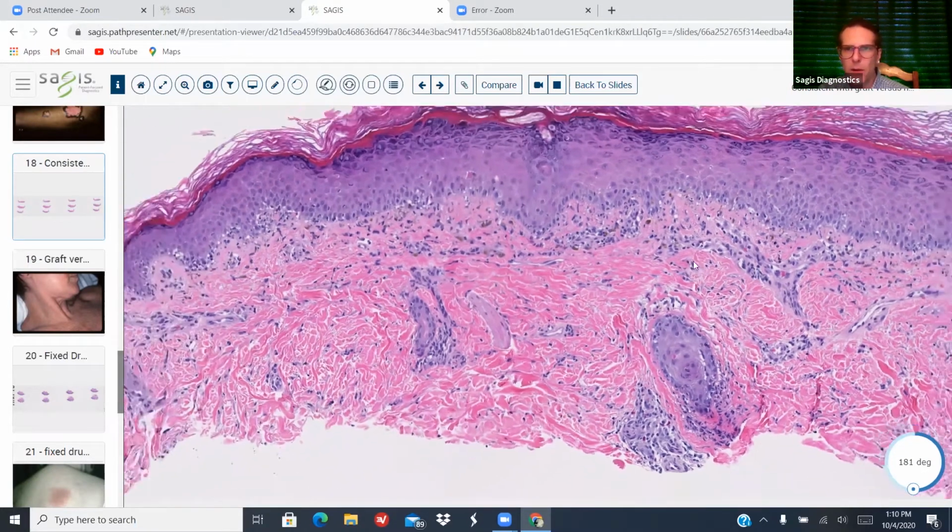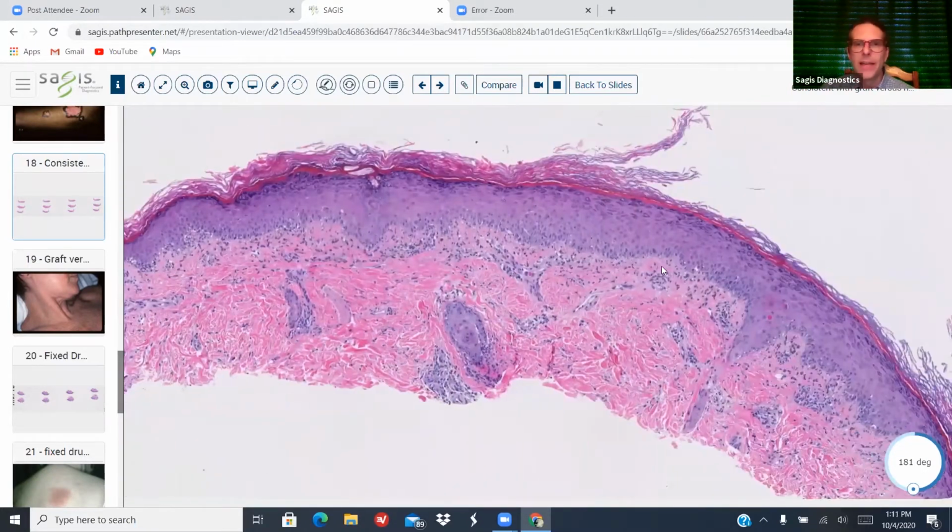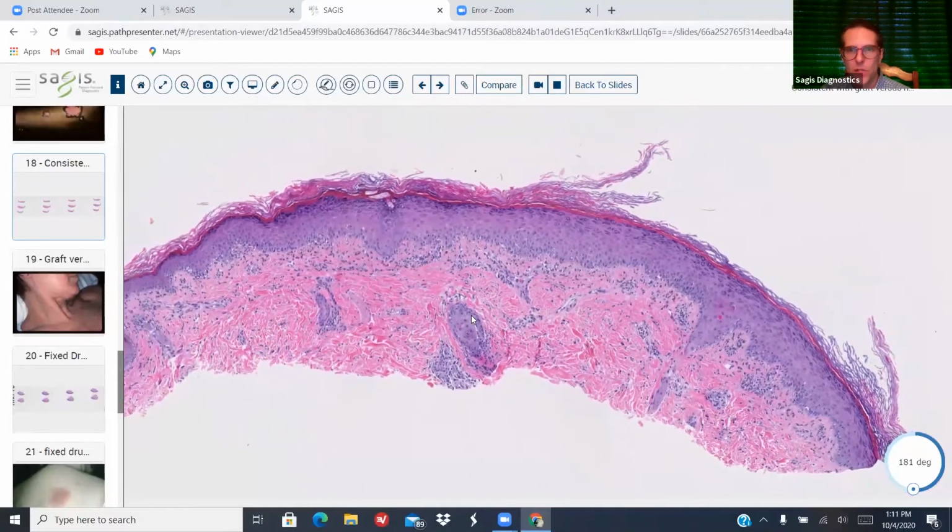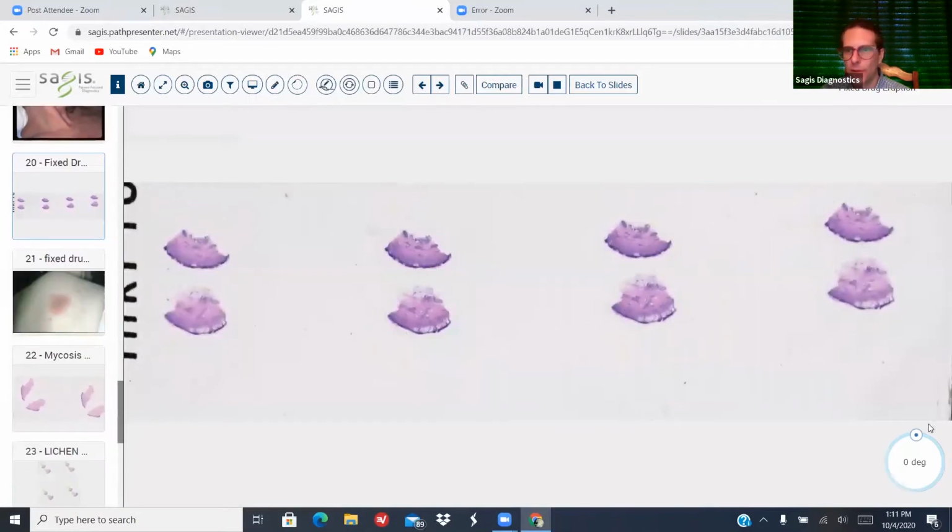One other thing to note about graft versus host disease is that it can be more of an acute interface dermatitis. This has a little more chronicity to it, so this may be the lichenoid variant, which looks more like lichen planus, although we don't have the band-like infiltrate. And then in some patients that have chronic graft versus host disease, they can develop a sclerodermoid component. So this is graft versus host disease. Okay, move on to the next case.